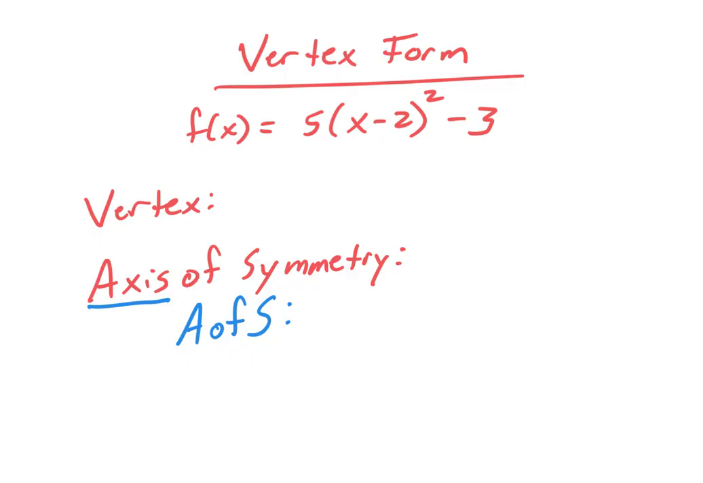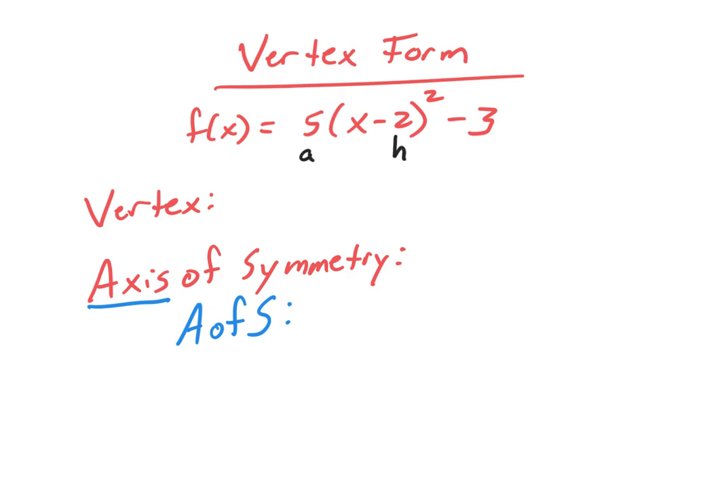Okay, so whenever I have a parabola, I have a vertex, I have an axis of symmetry. So in this graph right here, this is what we call vertex form. This number here, the 5, is called our A value.